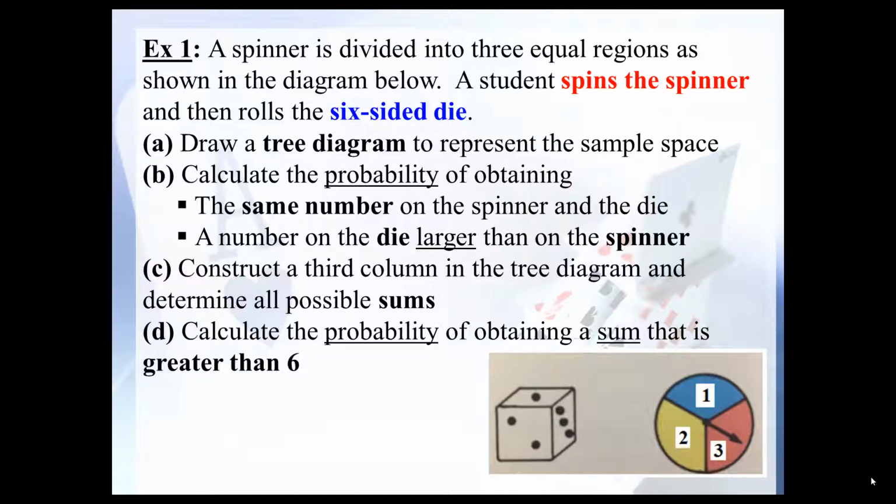So what we have is a spinner divided into 3 equal regions, as shown in the diagram below. A student is going to spin that spinner, and then they're going to roll a 6-sided die. So the spinner is going to be event number 1, and the 6-sided die is going to be event number 2. So let's start off by first of all drawing a tree diagram to represent the sample space.